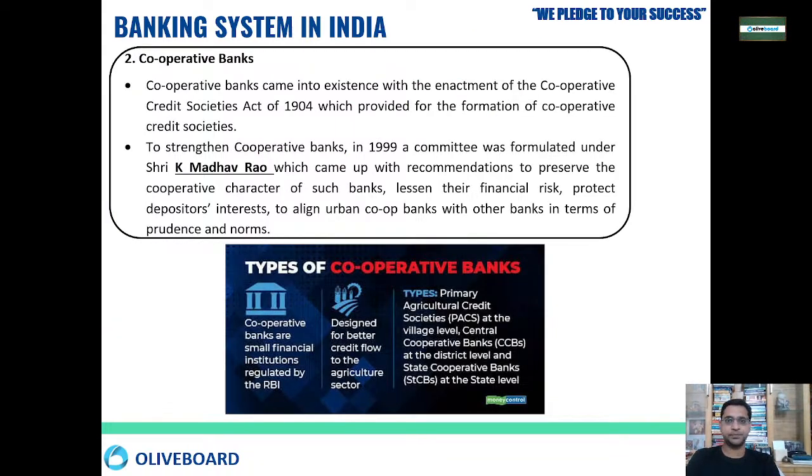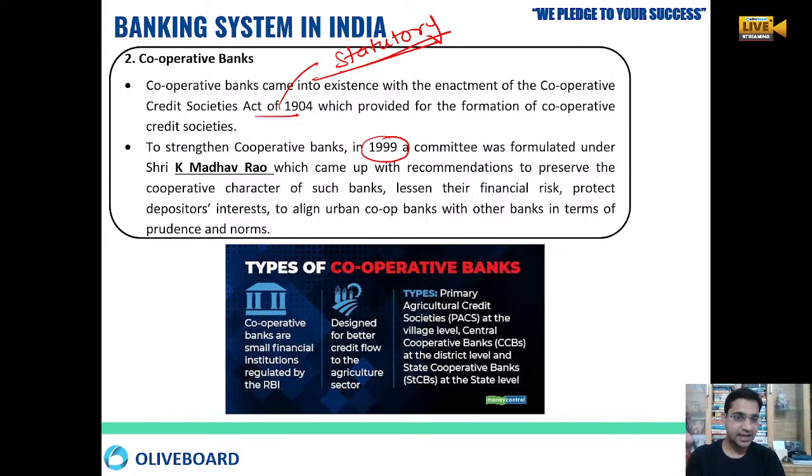Then cooperative banks. Cooperative banks came into being with the Cooperative Credit Society Act, and got statutory backing. So credit societies were formed, and there was a person who strengthened the cooperative banks in 1999. Earlier, the cooperative banks were already going on, but a committee was formed in 1999 under the chairmanship of K. Madhav Rao. He gave various recommendations on what kind of work cooperatives can do, including a recommendation to preserve the cooperative character of such banks.